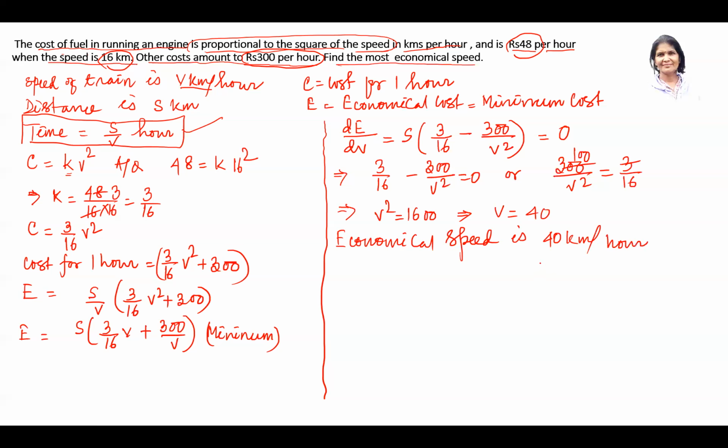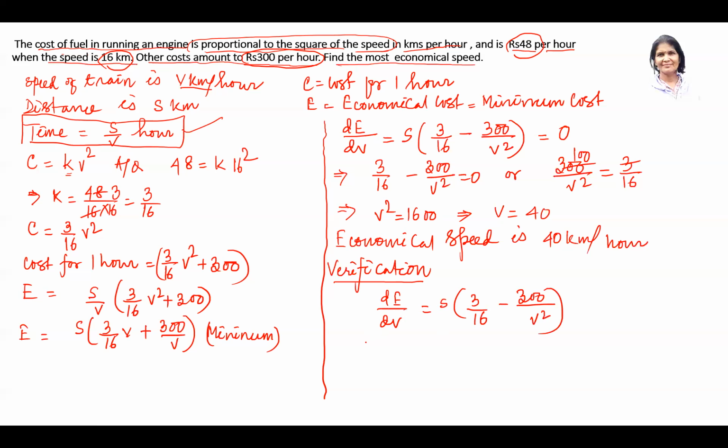If it is an MCQ question, the answer will be up to this. But if it is a CBSE question, then we'll go for verification. Verification with second derivative. Why? When anything is minimum, its second derivative is positive. So I'll go for the derivative of what was the derivative: dE by dV is equal to S into 3 by 16 minus 300 by V square.